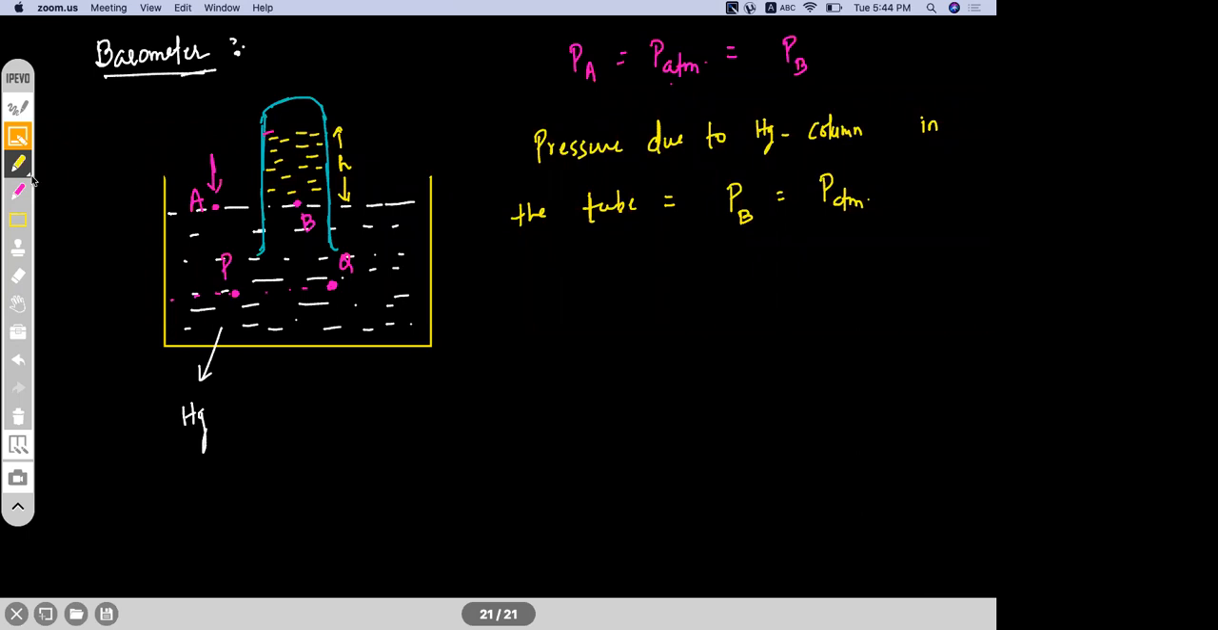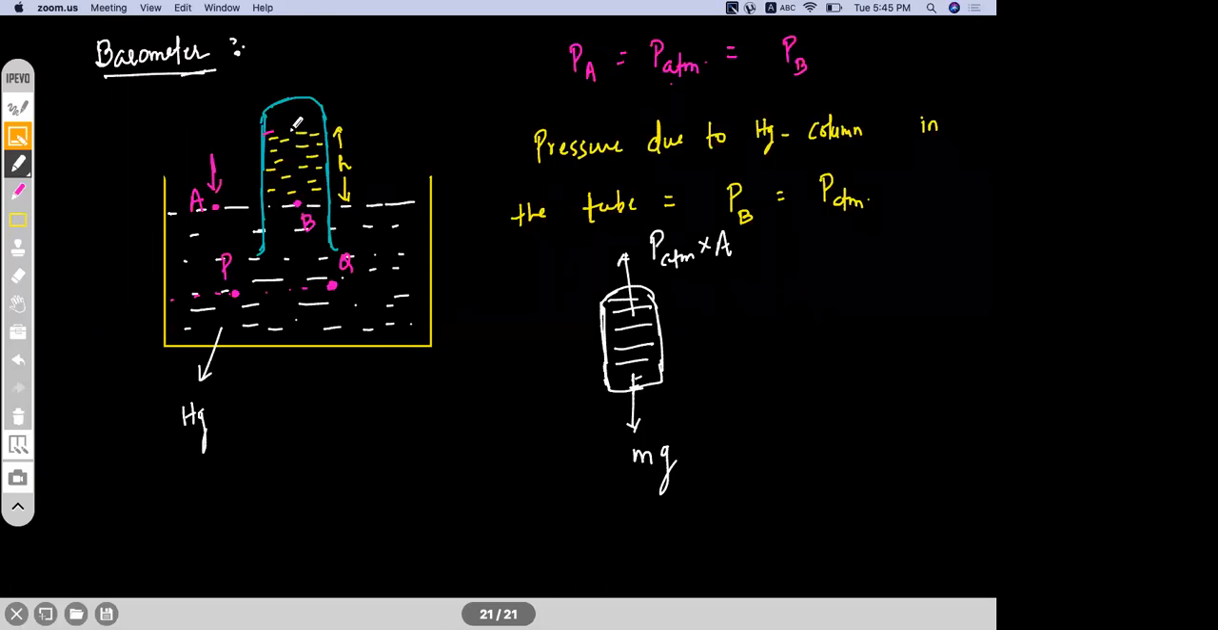Now you see, this part I am drawing separately here, because we need to balance the forces. Suppose this is the Hg column we have. Exactly this part I have taken over here. Obviously this will have a certain mass, so its weight mg acts in the downward direction, right? And the pressure at B, P atmospheric, will exert force in the upward direction, P atmospheric into the area of cross section. And the weight component is in the downward direction. No doubt in this.